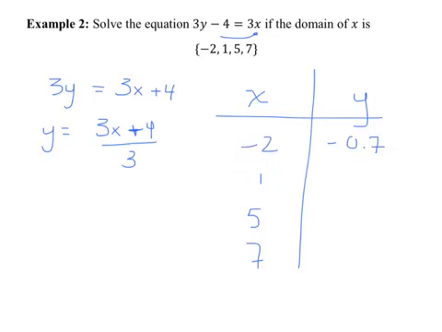Plugging in a positive 1 in here for x, we're going to get 2.3 over here for the y value. Plugging in a positive 5, we're going to get 6.3, and finally plugging in a positive 7, we're going to get 8.3. So these are like my 4 coordinates, okay? So if we wanted to solve the equation, if the domain is given as the following, this would be the solution, really.